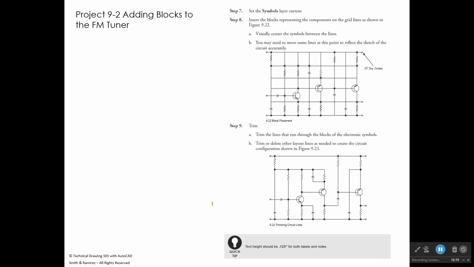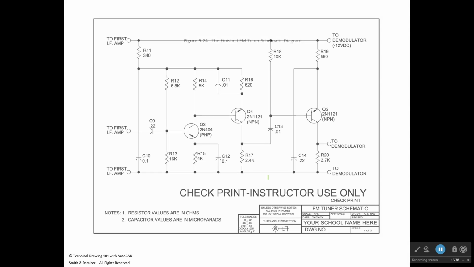So the book shows you some things you can do to start laying in those components onto the grid that you've created. And then it shows you the proper way to trim and what needs to be trimmed. And eventually you wind up with this schematic right here. So I want to go over a couple of important things about this.